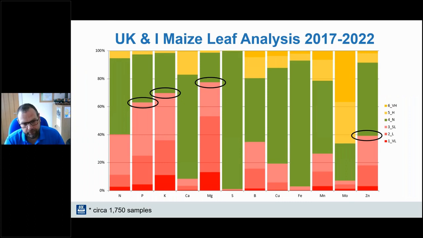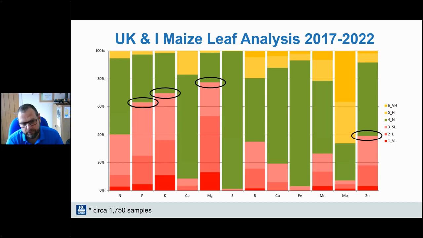When we look at samples that have come in through the lab at Pocklington, then you can see a number of maize crops are actually deficient. So it's not a massive data set, it's nearly 1,800 samples. But you can see there 60% of crops, not enough phosphate in the foliage. 70% of crops, not enough potassium. 80% magnesium and 40% zinc. So they're all key nutrients that are actually lacking when we can see the tissue analysis coming in. So we need to address them.